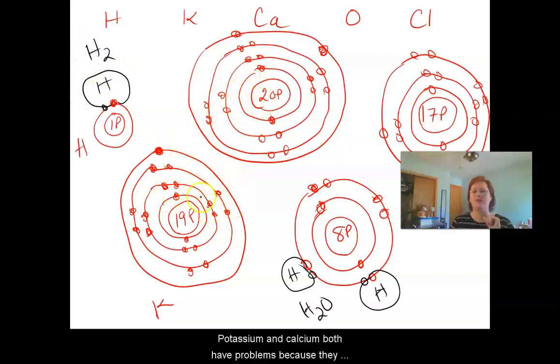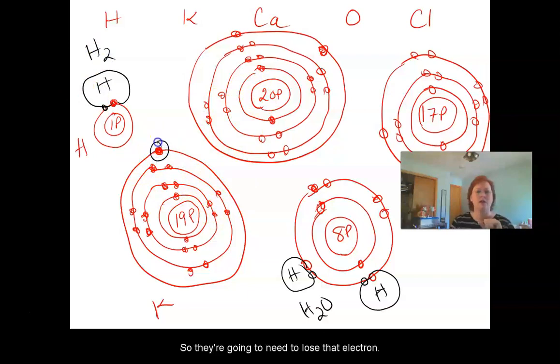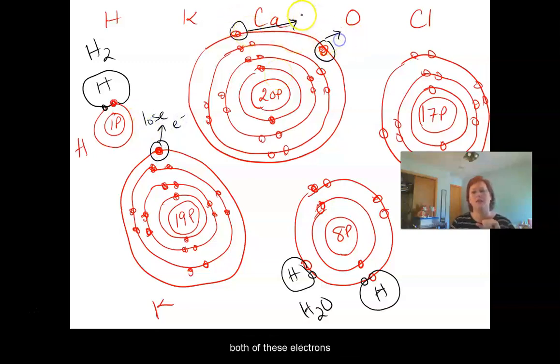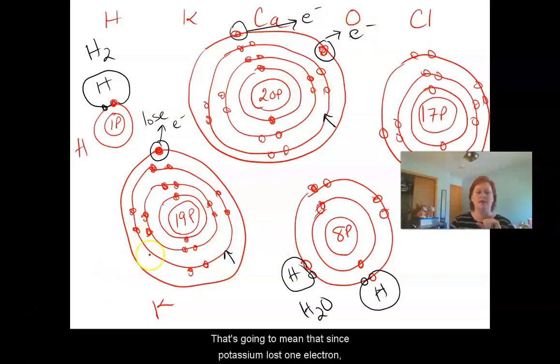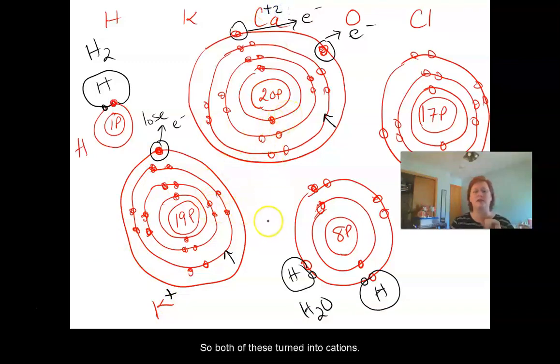Potassium and calcium both have problems because they have less than 4 electrons in their outermost shell. So they're going to need to lose that electron, and calcium is going to need to lose both of these electrons in order to make their outermost shell one of the shells that is full. That's going to mean that since potassium lost 1 electron, it's now a little bit positive. It lost a negative. Calcium lost 2 negatives, so that makes it even more positive. So both of these turned into cations.